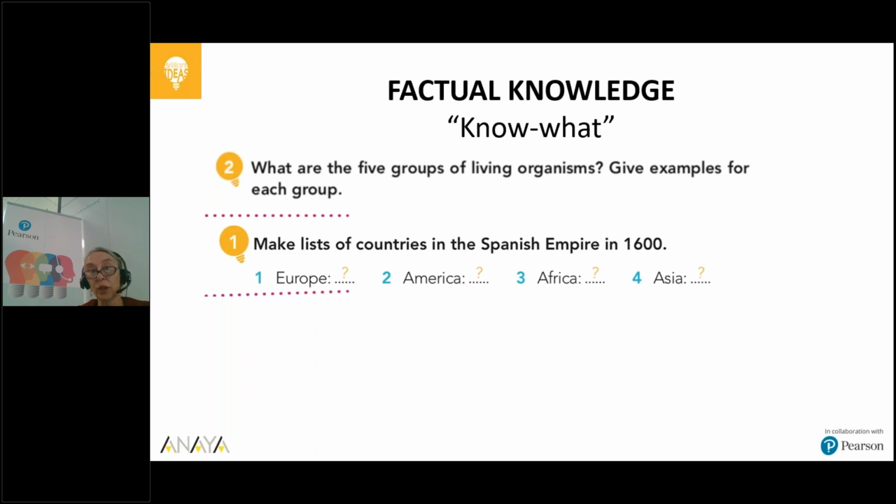You can't make a list of all the countries in the Spanish Empire in the 1600s because it would be a little bit too long. But we're talking about facts here, coming up with at least one country from each of those continents that were part of the Spanish Empire.